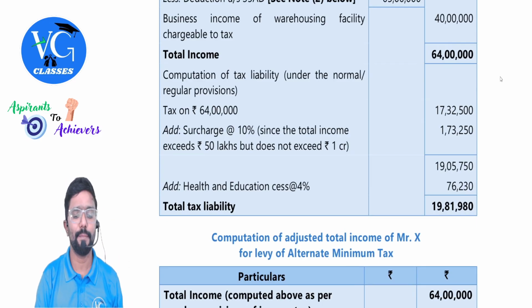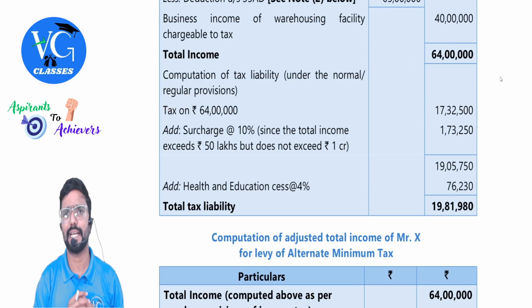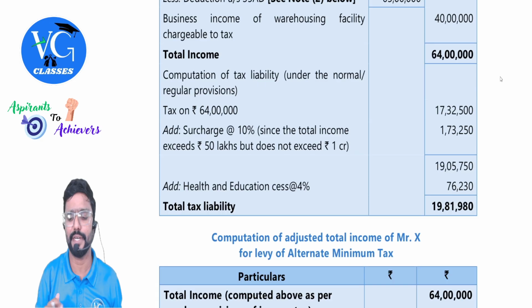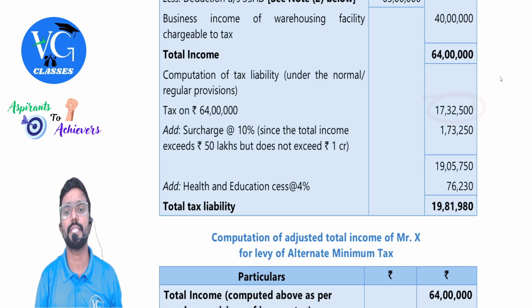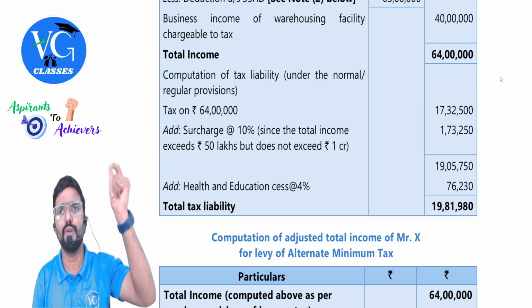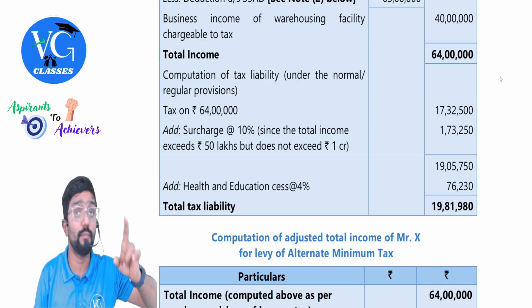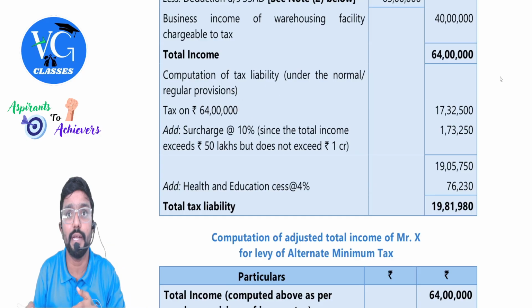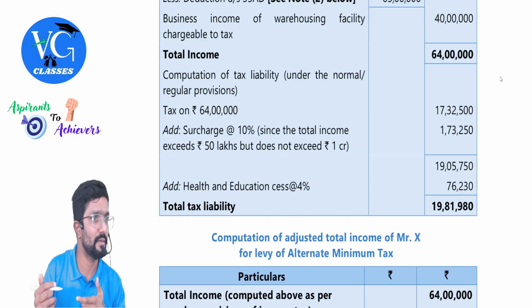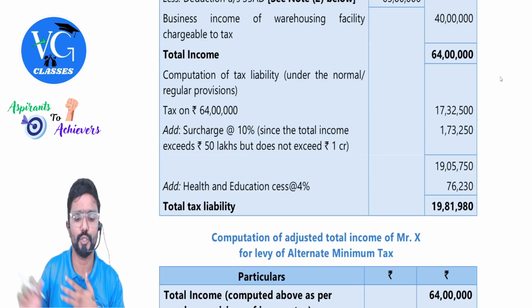Total income we got is 64 lakh. Compute tax. Apply slab rates on 64 lakh and calculate tax. Entire income is normal income. Apply slab rates. You will get 17 lakh 32,500. Slab rates, you know, the same thing. Here they are actually not shown, but in your exam you have to show. You cannot write directly like this. Please show it, at least as a working.